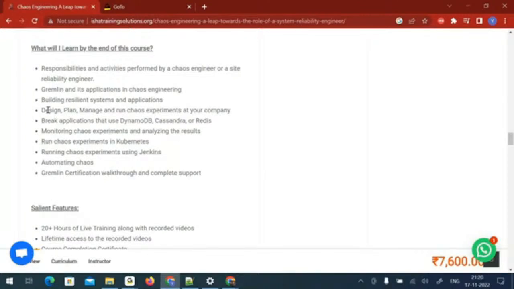So in a nutshell, if you see the course, one is you will learn a lot about chaos engineering and tools like Gremlin. Second, you'll also learn a lot of new generation methodologies and tools like Kubernetes, Docker, containers, Jenkins, right? Because people are using Jenkins, but they are not aware of how generally a pipeline is created, how a stage is created in Jenkins. So those things will be clearly covered in this course.